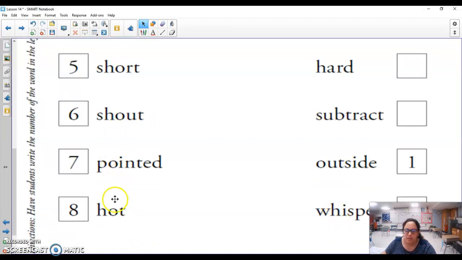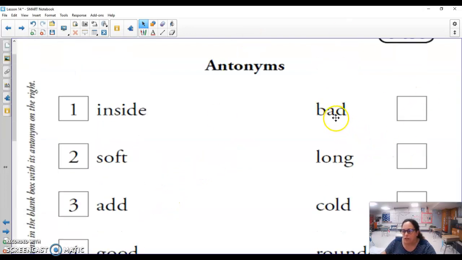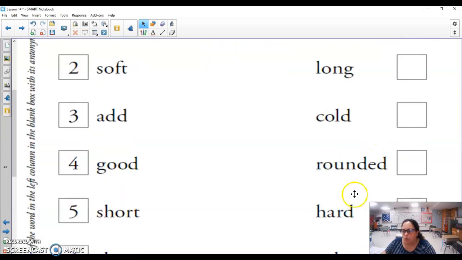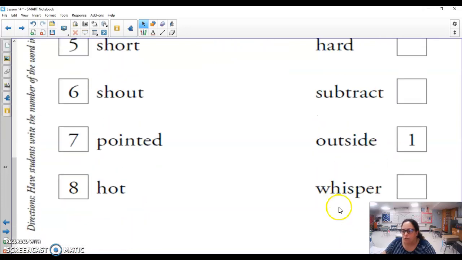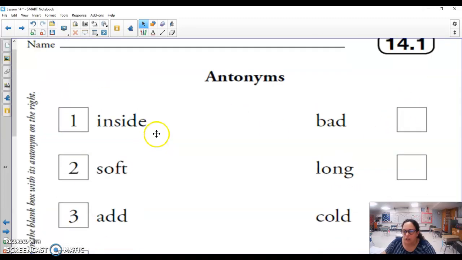And the last one is hot. What is the opposite of hot? Is number 8. Bad, long, cold, rounded, hard, subtract, or whisper. So be sure to fill in the box with the number that goes along with the antonym.